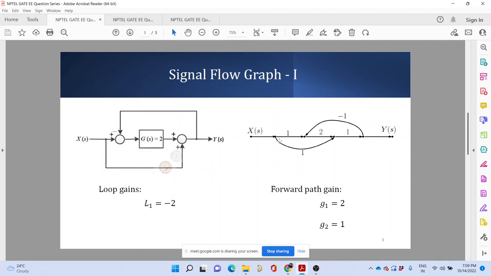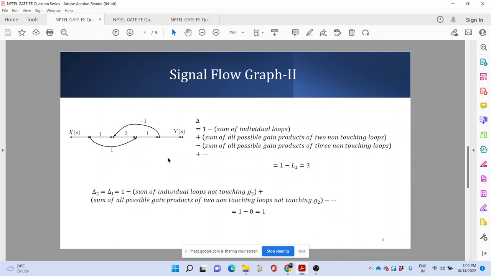What is the forward gain? So 1 into 2 into 1, that is 2, and then there is another forward path, that is 1 into 1. So G2 equals 1. Again this term delta, which I have explained almost a million times now, is given by 1 minus the sum of individual loops plus the sum of all possible gain products of two non-touching loops. There is no non-touching loop over here, so forget about all other terms; only the first two terms will be there.